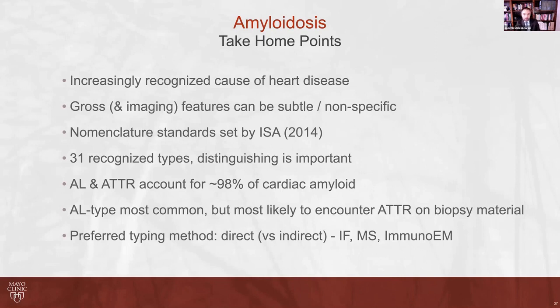The preferred typing method is direct versus indirect, owing to the problems with indirect methods, although immunofluorescence is probably good enough that if you have access to it and you're familiar with it, you could certainly use that and be somewhat reliable. However, most groups, at least here in the States now, are using mass spec.